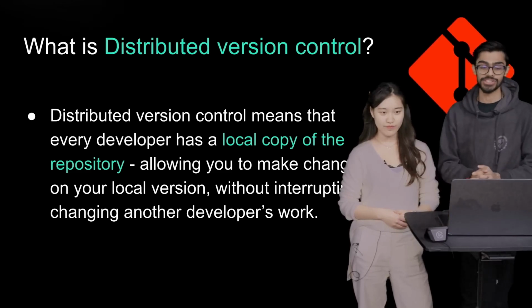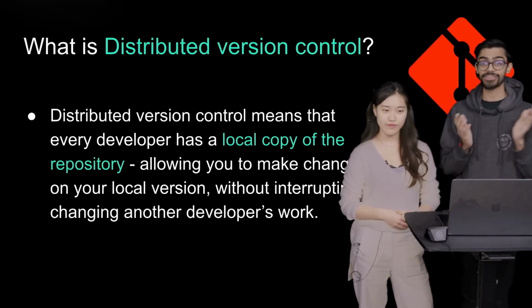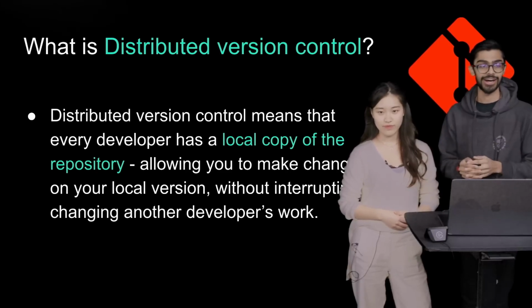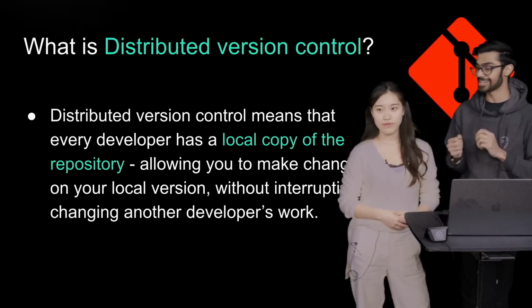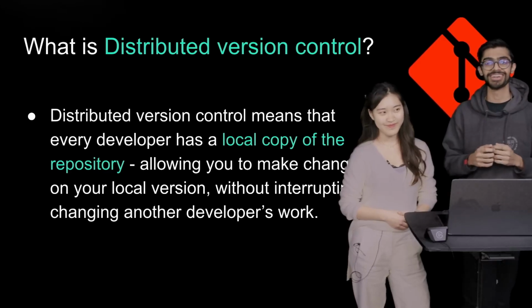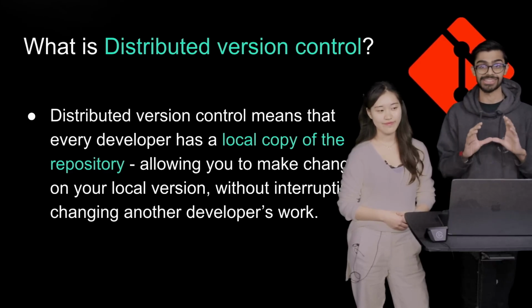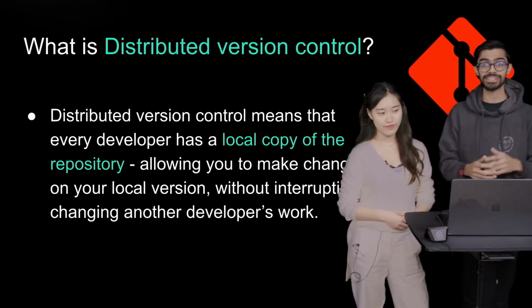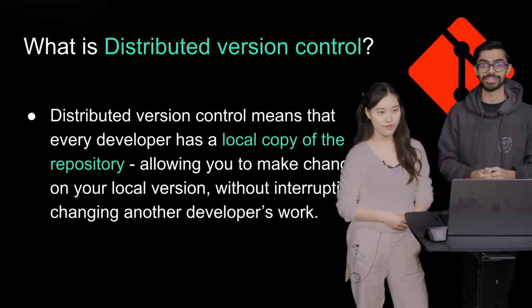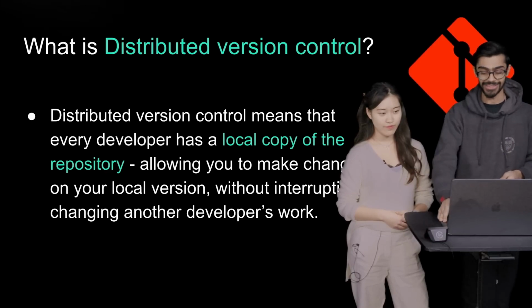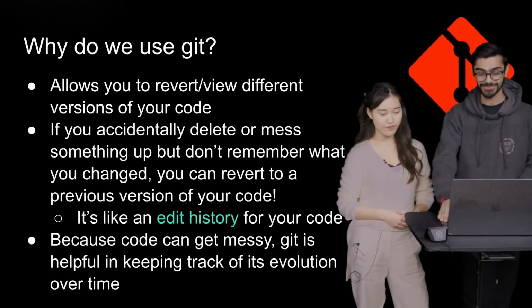So distributed version control means that every developer can have a local copy of the repository and the code. And so essentially, Zain and I can be working on a project together, and there's going to be a copy of the code that is accessible by both of us. And then we're each going to have our own local versions of that code so we can edit it differently. And that allows us to collaborate on the project, and there's a few functions around that.